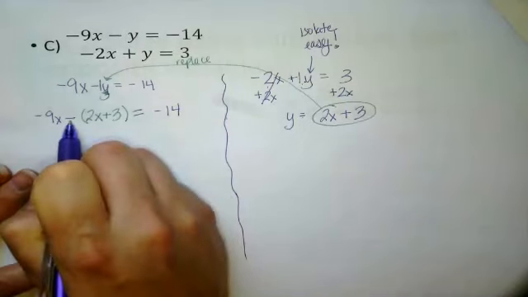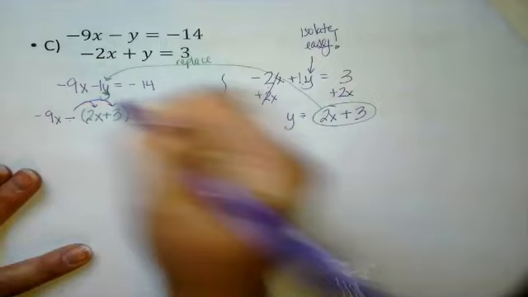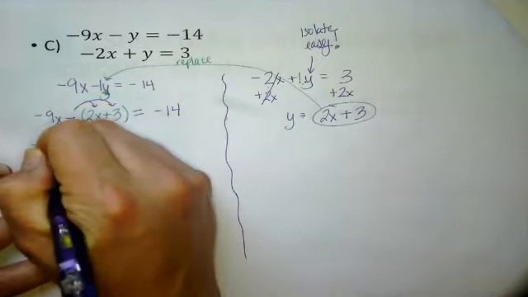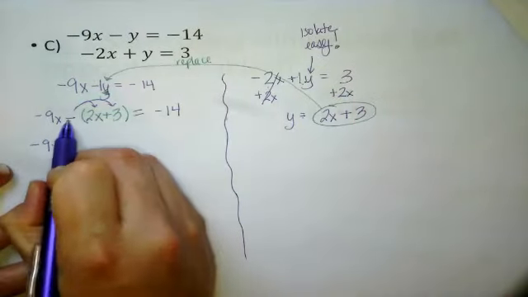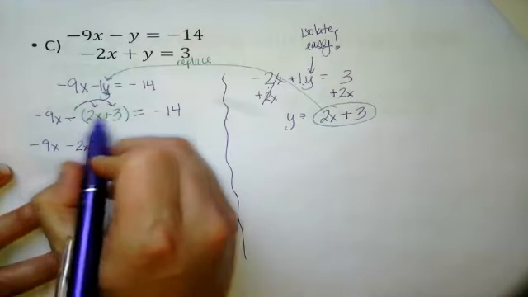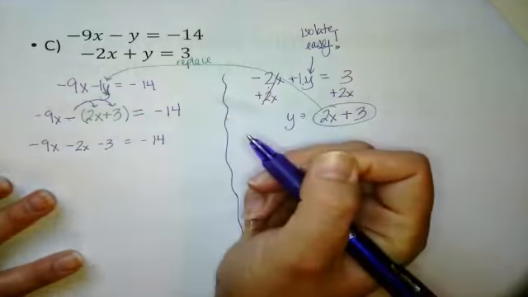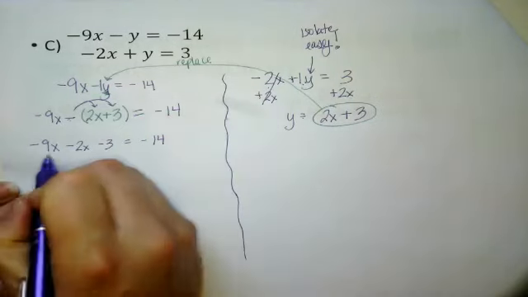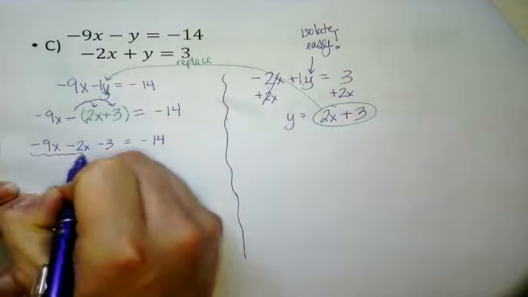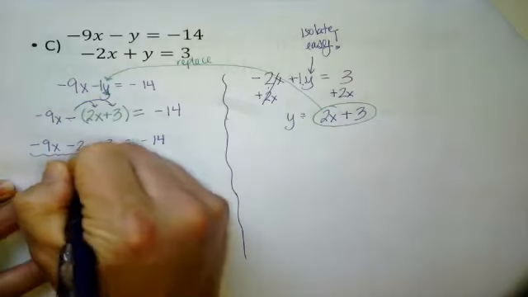Now, this negative is affecting both terms here, so we do have to distribute that negative. And you can think about it like a negative 1. Negative 1 times 2x is negative 2x. Negative 1 times 3 is negative 3. Combining like terms, these both have x's. Those are like terms. A negative 9x and a negative 2x is a negative 11x.